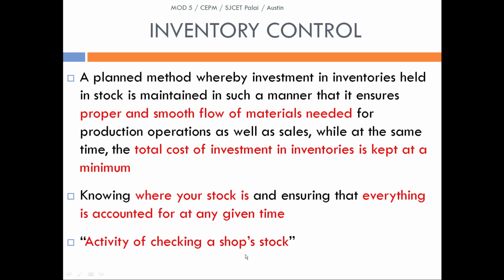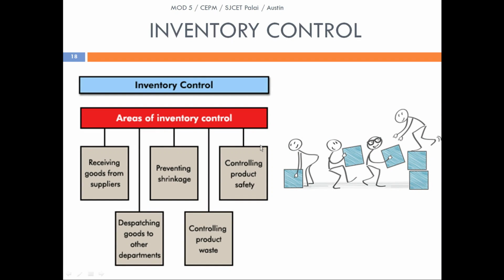So what are the areas of inventory control we have to take into consideration? It starts from procurement till the product is made ready for the market: receiving goods from suppliers, dispatching goods from the procurement section to other departments, preventing shrinkage or shortage of materials, controlling product waste, and utilizing materials optimally and efficiently so that the output remains very high.